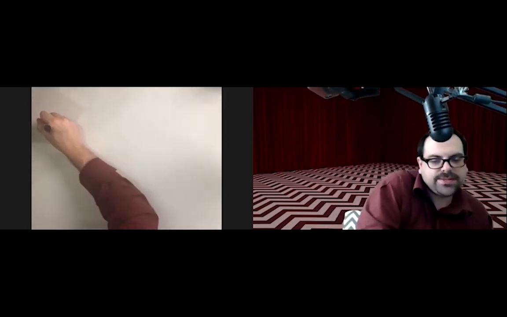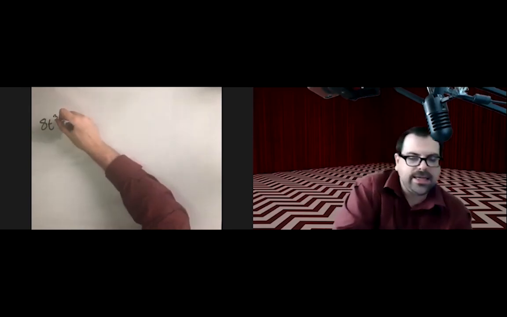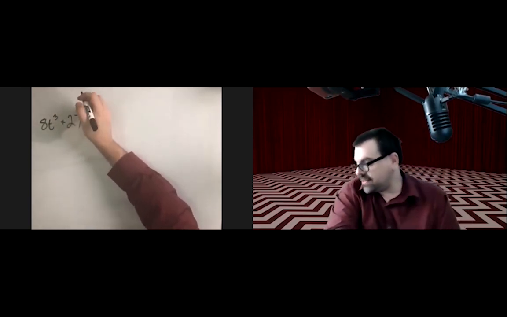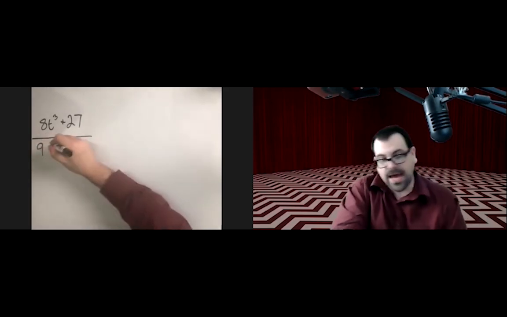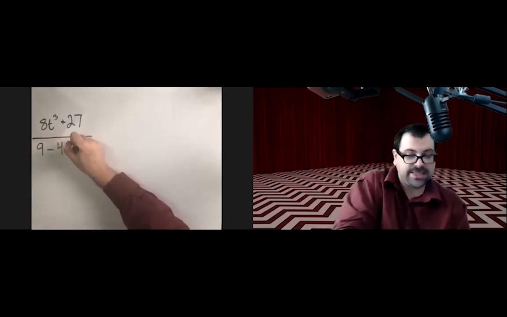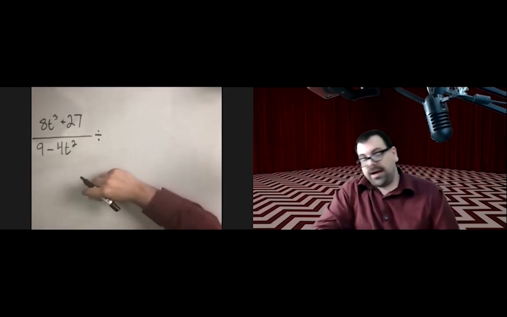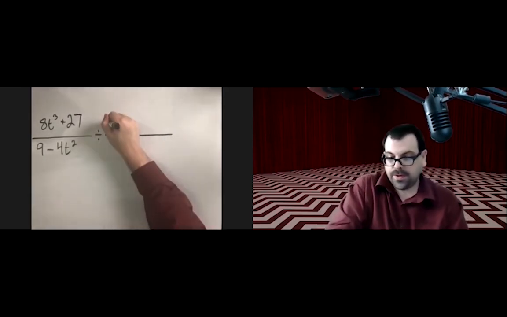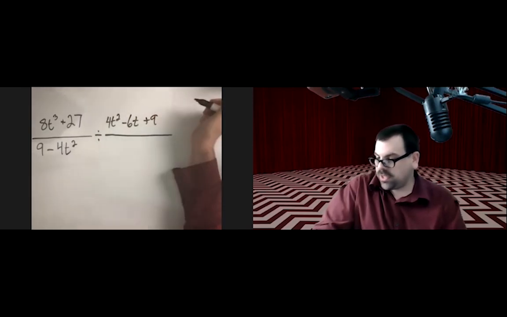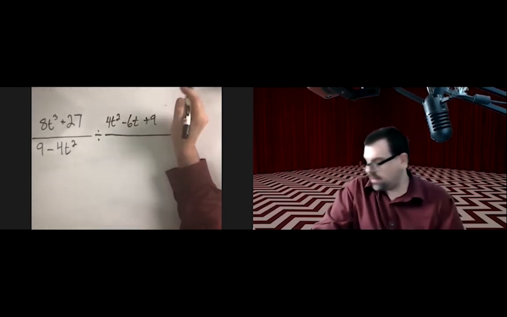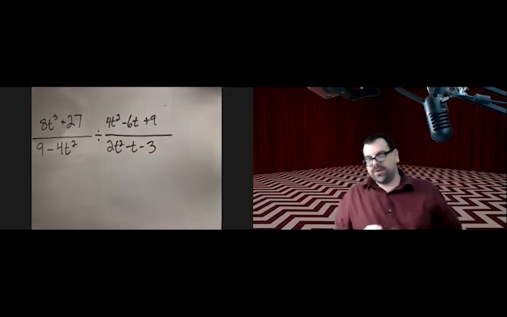Next up, let's take a look at this. We're just going to jump right into the deep end. (8t cubed plus 27) over (9 minus 4t squared) divided by (4t squared minus 6t plus 9) over (2t squared minus t minus 3).